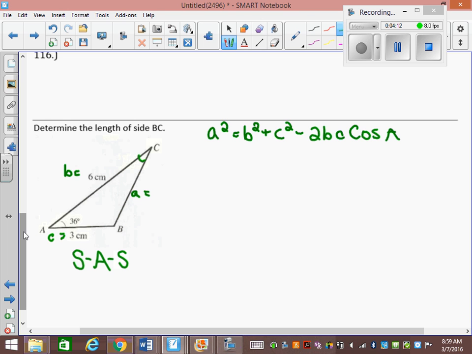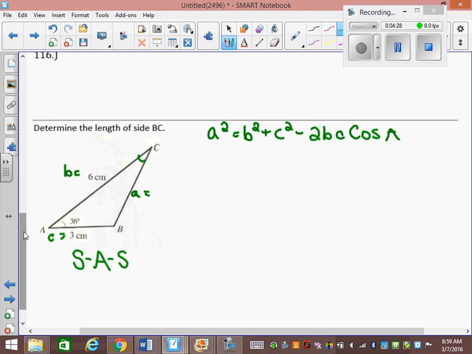Even if they ask you to find an angle, that's fine. You're going to have to do sine law after that and find the angle. But if you have side, angle, side, you have to find the third side, even if that's not what's asked for. You have to find the third side, and then you can find an angle using sine law. Okay? You have to find the third side.